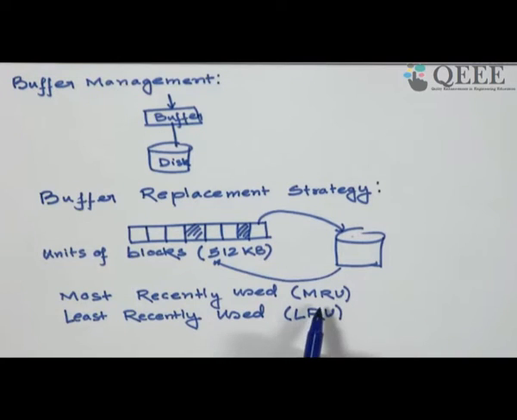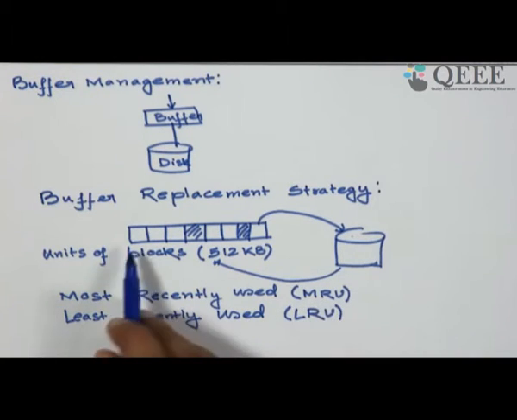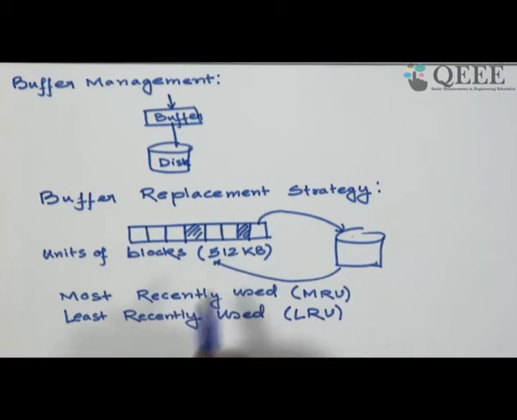That means in MRU, the data which has been most recently accessed is removed. So you use it, immediately you throw it out, and in the other one you remove the old data, the data which is very old, you throw it out.